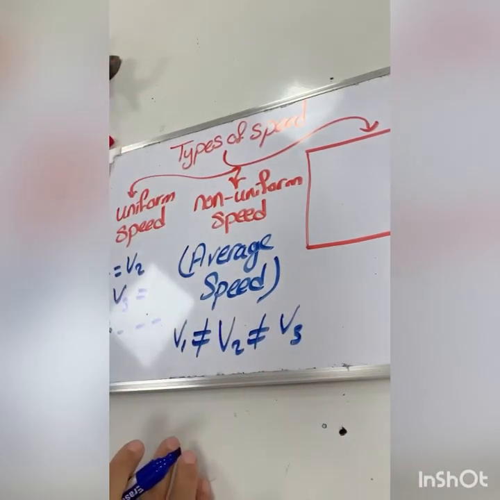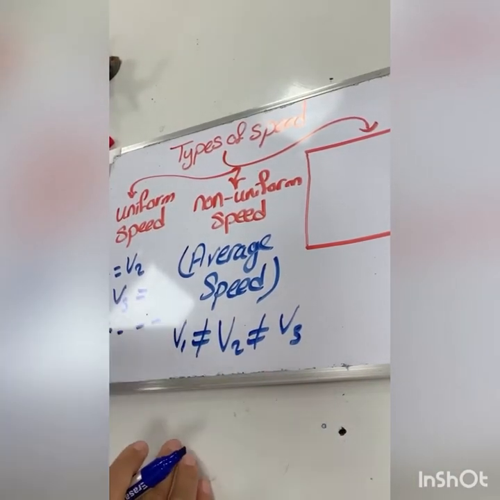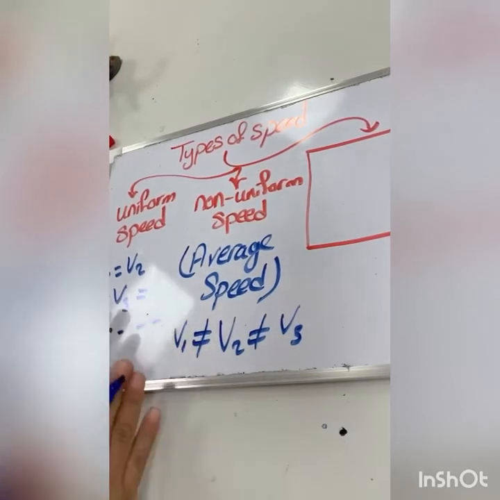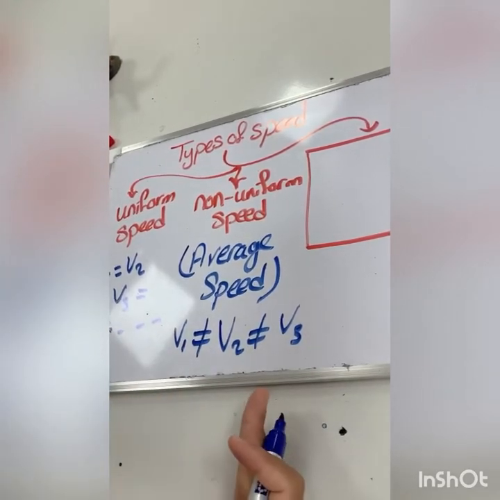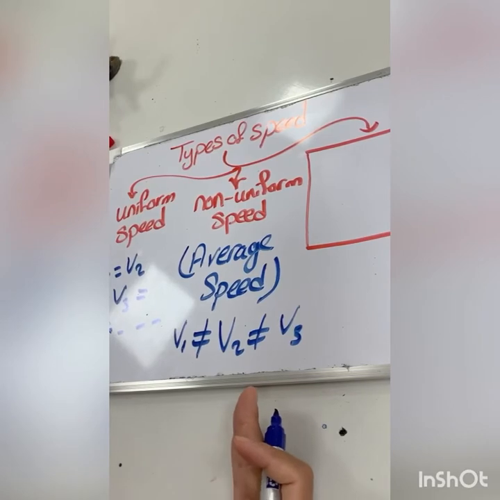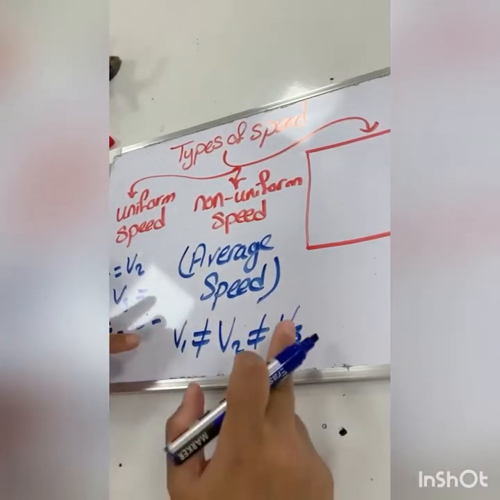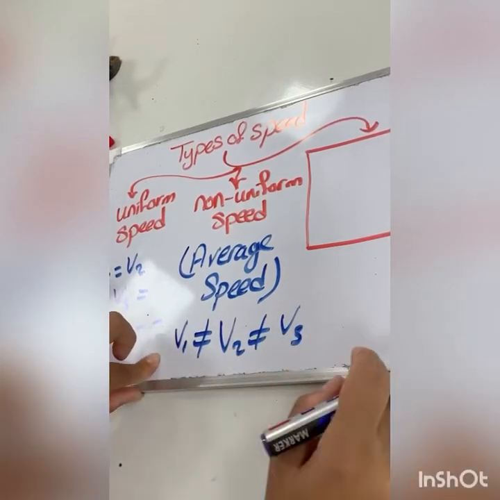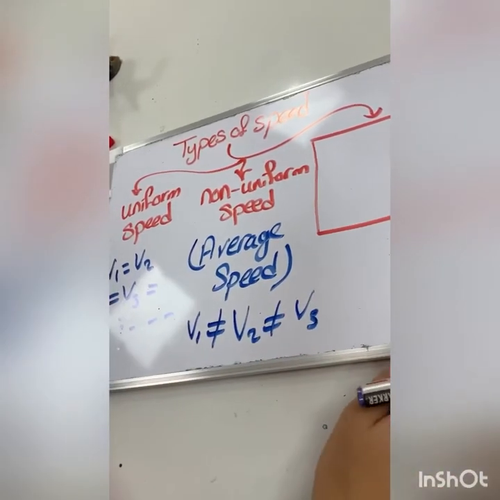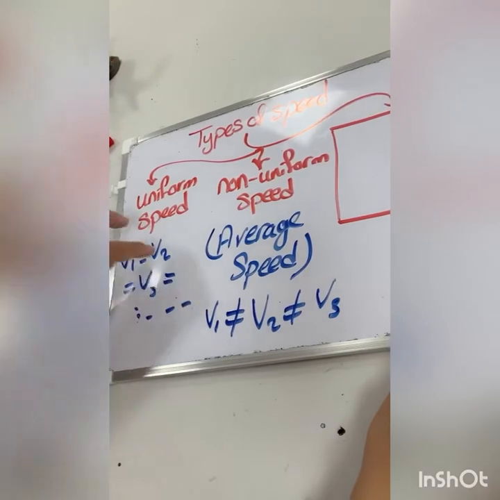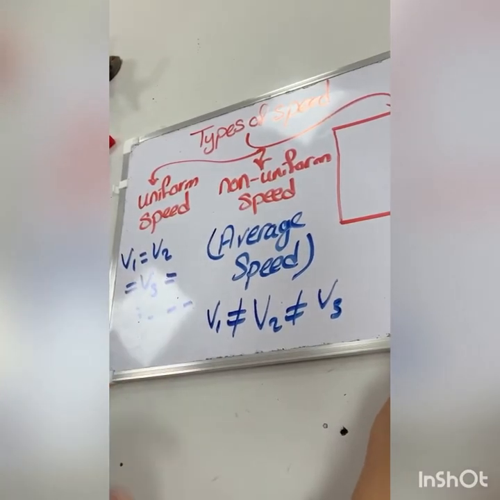The definition of the non-uniform speed is covering equal distance in unequal periods of time, or covering unequal distance in equal periods of time. But at the end, I have different speeds in the whole journey, while in the uniform speed, I have equal speeds in the whole journey.